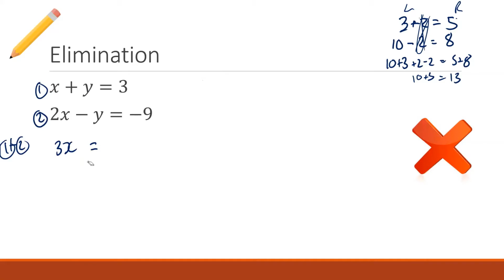So I'm actually not going to write anything. 0y equals 3 plus -9, which is going to be -6. 3x equals -6. If I divide both sides by 3, then that's going to give me x equals -2.